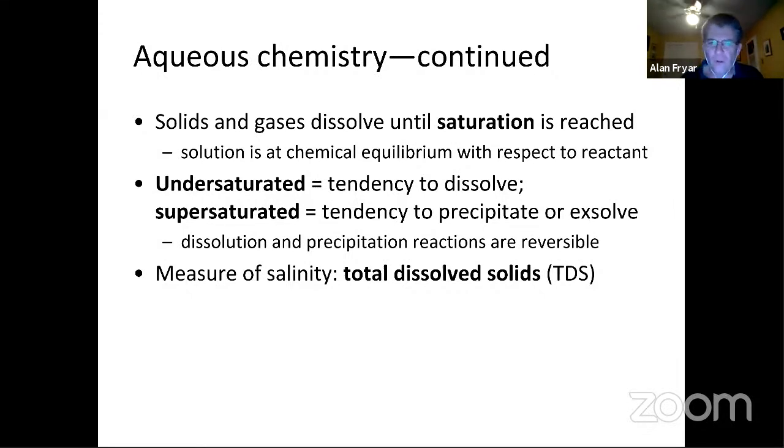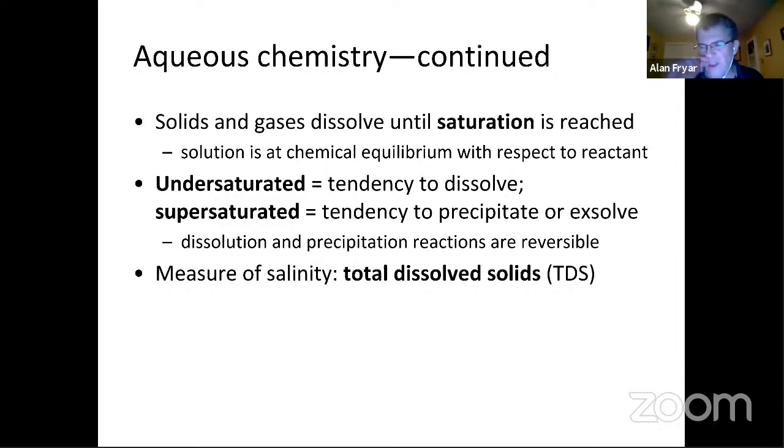There are other ways to define equilibrium. That is, the rate of the forward reaction, say dissolution, is equal to the rate of the back reaction, say precipitation, or it can be defined thermodynamically in terms of the Gibbs free energy. But we'll just focus here on saying that when the solution is saturated, basically no more of that solute is able to dissolve. So when it is undersaturated, the compound that is dissolving has a tendency to dissolve. When it is supersaturated, the compound has a tendency to precipitate or exsolve.